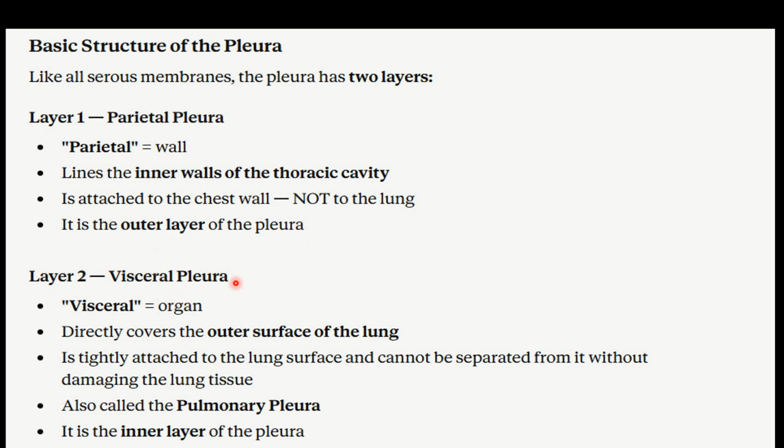The second layer is the visceral pleura, which directly covers the outer surface of the lung. It is tightly attached to the lung surface and cannot be separated from it without damaging the lung tissue. So it is directly connected. It cannot be separated, and if we try to separate it, it will damage the lung tissue.